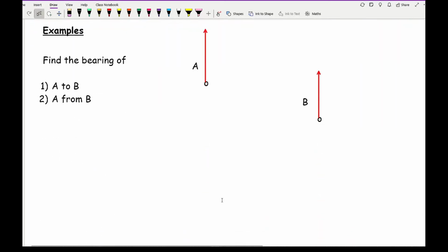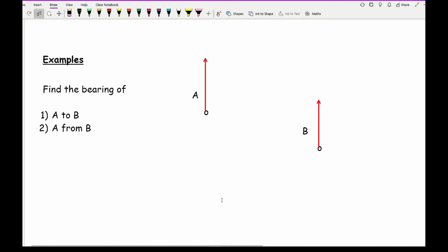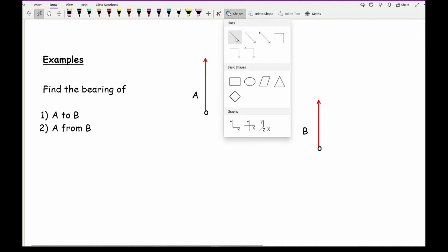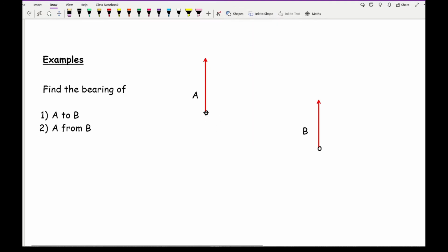So let's have a look at an example. So here we've been asked to work out the bearing of A to B and A from B. Now with regards to the first one, let's just use an element of colour. What I would always recommend that you do is draw a straight connecting line between the 2 points. So for example, I've got point A and I've got point B. I'm just going to colour that in black.